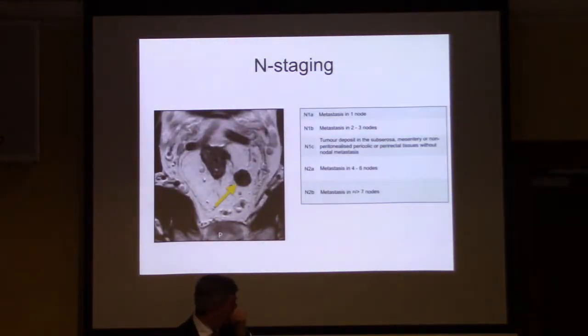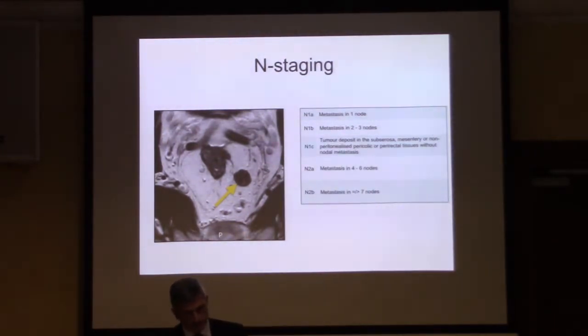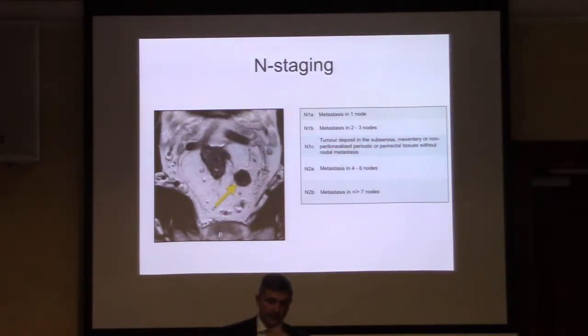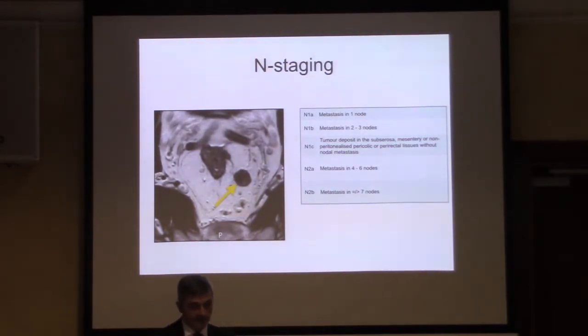Okay, so moving on to nodal staging. Subclassified into numbers. So N1A being there's only one node involved, N1B is 2 to 3, N2A is 4 to 6, and N2B is greater than 7. Now, the addition in TNM 7 and 8 is the addition of N1C.